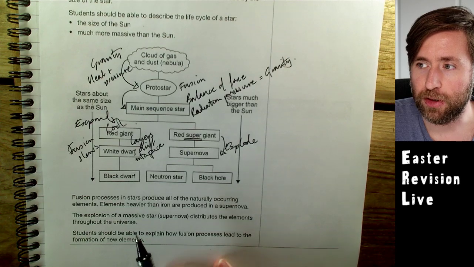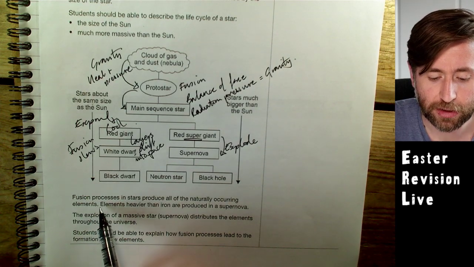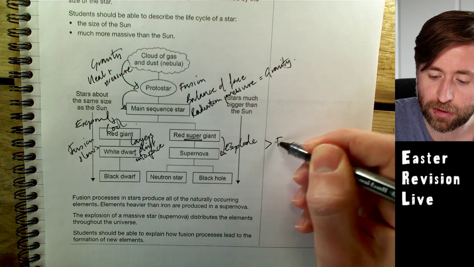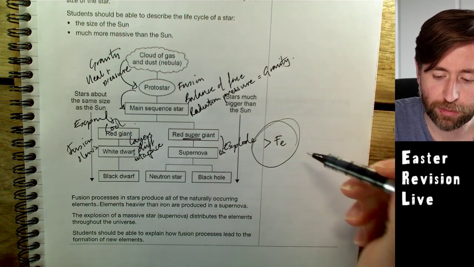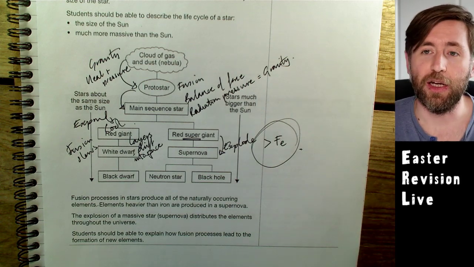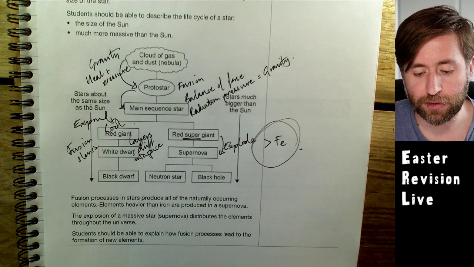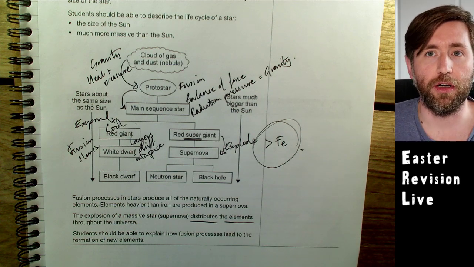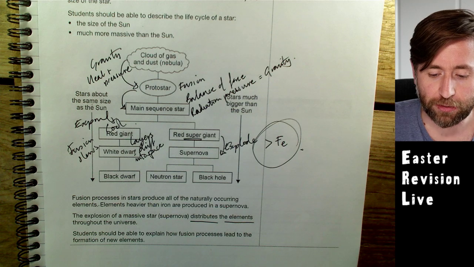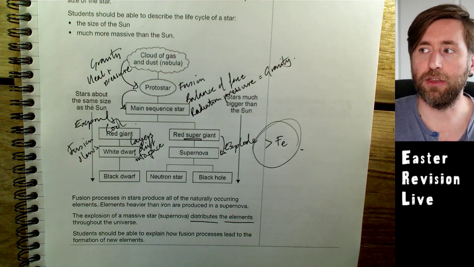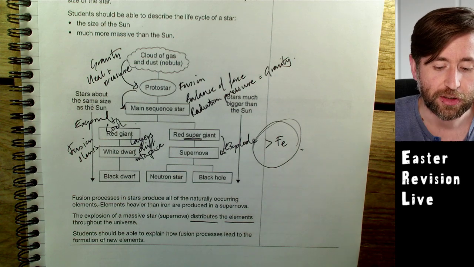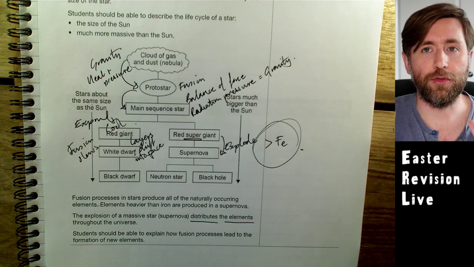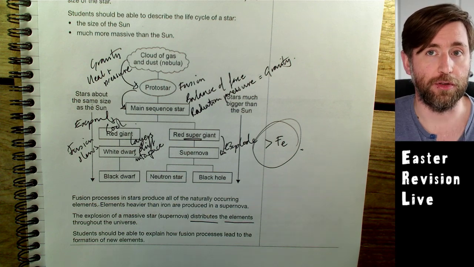So let's see some other points that they need us to know. Fusion processes in stars produce all the naturally occurring elements. Elements heavier than iron are produced in a supernova. So you need to know that heavier elements than iron are made in a supernova. Okay, so there must have been a supernova, a more massive star in our region of space, which distributed these elements throughout our region of space, because there are elements heavier than iron here on Earth. Now actually we would have been formed after that supernova, and all of that material would have been scattered throughout space, and eventually started spinning again, and a new star produced in the center of it, that's our sun, and all of those elements would have been separated out into what we know as the planets.